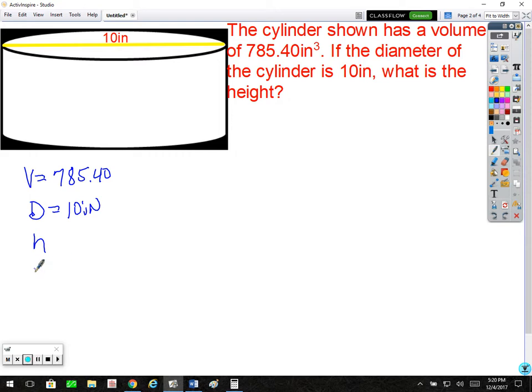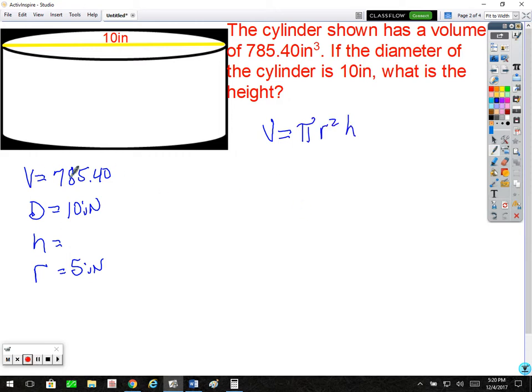Okay, remember, we don't use diameter in our formula, so to find the radius, we take the diameter and divide it by 2. So if the diameter is 10, that means the radius is going to be 5. Okay, so let's plug it in. Let's write our formula. Volume equals pi, radius squared, height. All right, and let's start substituting.